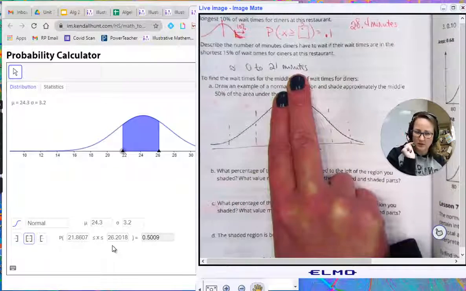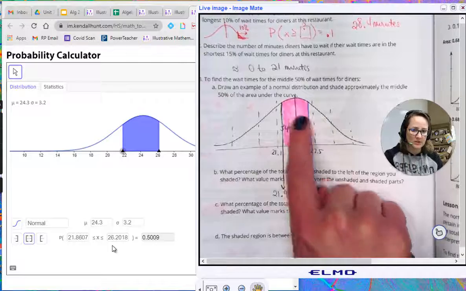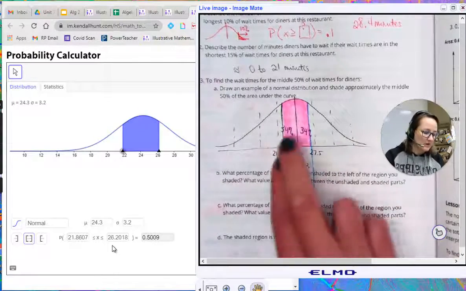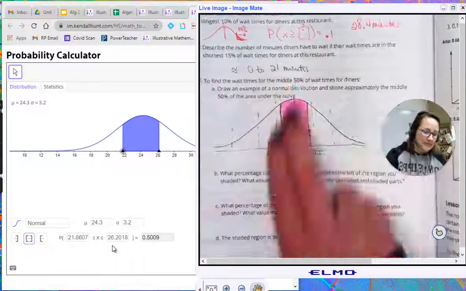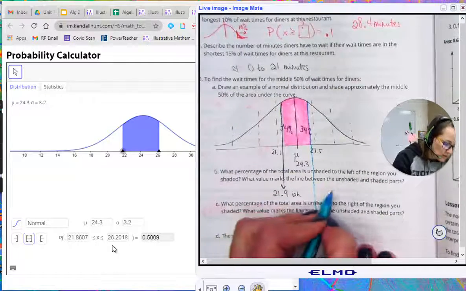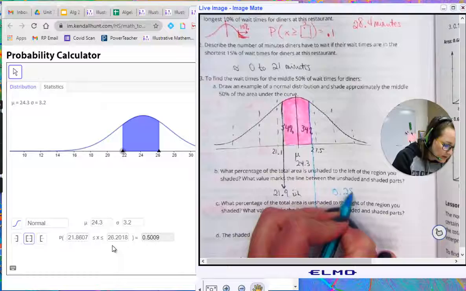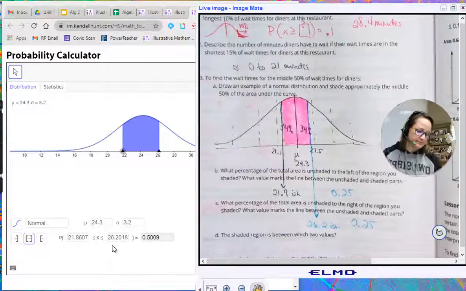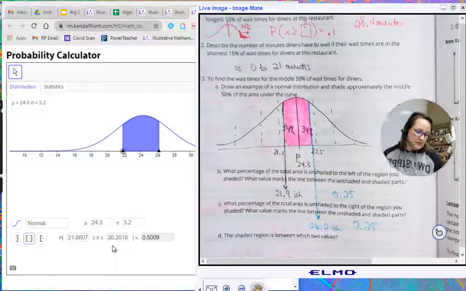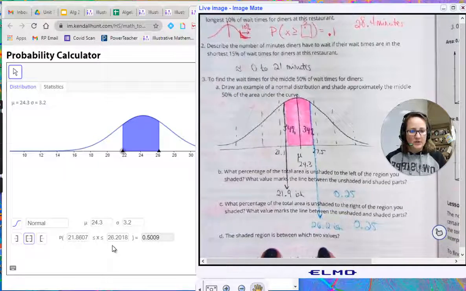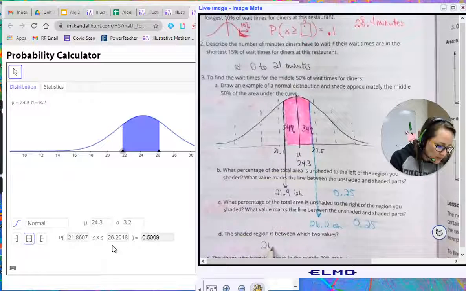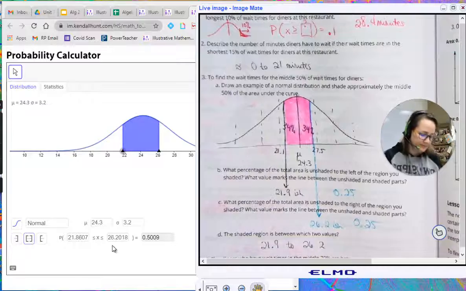Watch that part again if that didn't quite make sense. If I've got 50% shaded, non-shaded is also 50%, the other half. And I need to split that half in half. So we're talking about 0.25, or about 25%, in each of those 2 portions. And so the shaded region is between which 2 values? That would be from about 21.9 to 26.2.